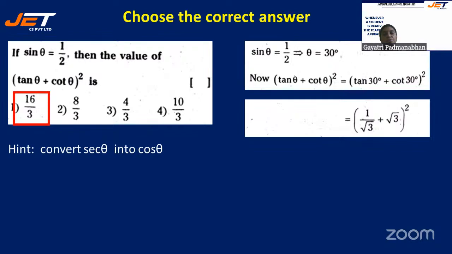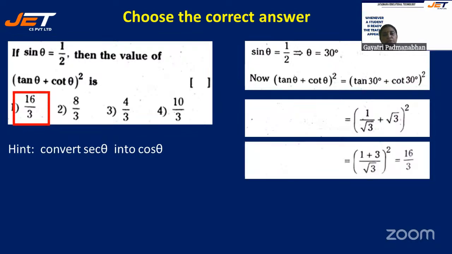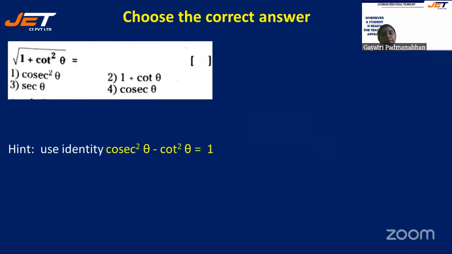Root 3. So just take the LCM, the whole square, root 3 whole square. Here the LCM will be just root 3. So 1 plus root 3 into root 3 is 3, so 4 by root 3 the whole square, which is nothing but 16 by root 3 the whole square is 3. So it is 16 by 3. All right, see the next question.